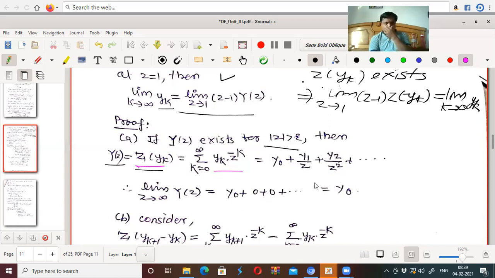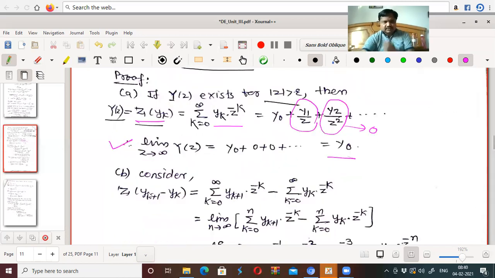Therefore, now taking limit as z tends to infinity on both sides, limit as z tends to infinity of Y of z equals, now as z tends to infinity, this goes to 0, and this is also going to 0. So every further term approaches 0. As z tends to infinity, there will be only one term which is constant, that is y0. So y0 plus 0 plus 0 and so on equals y0. Hence limit as z tends to infinity of capital Y of z equals y0.